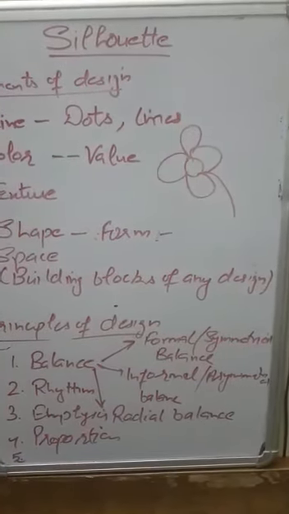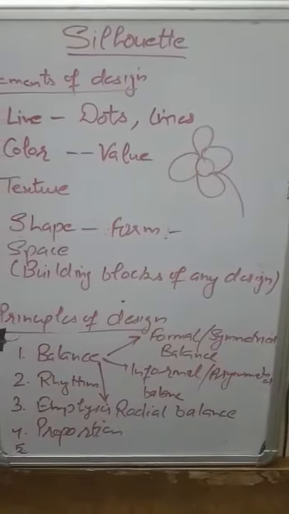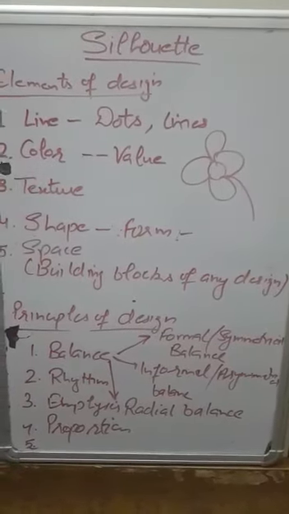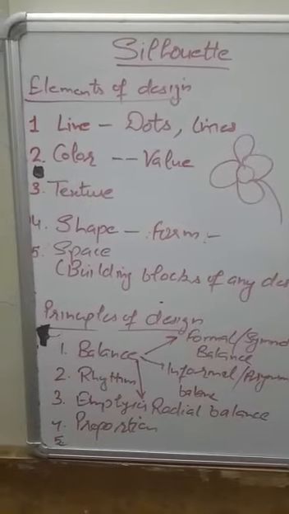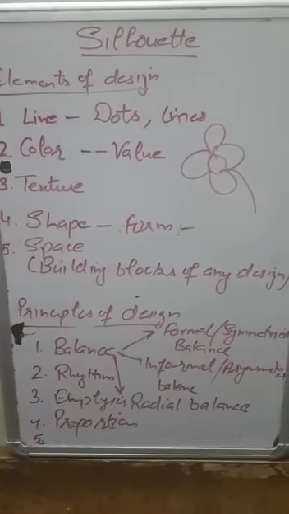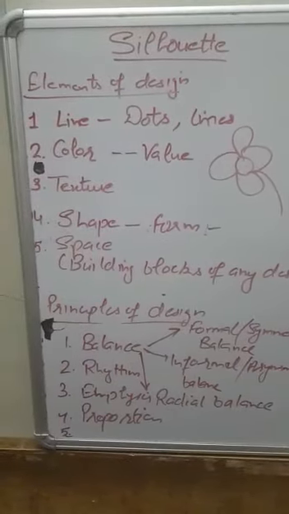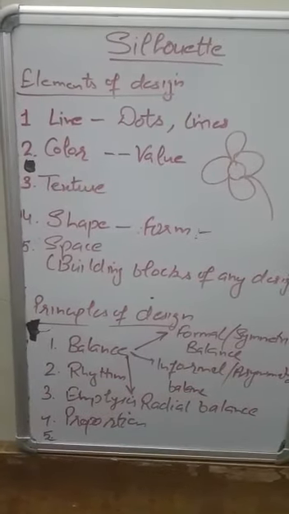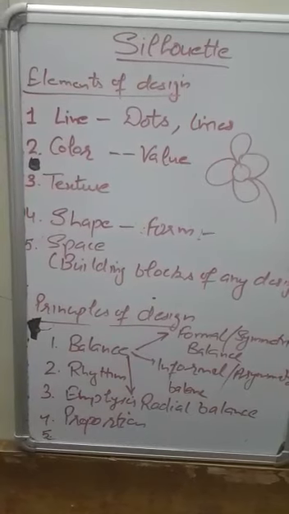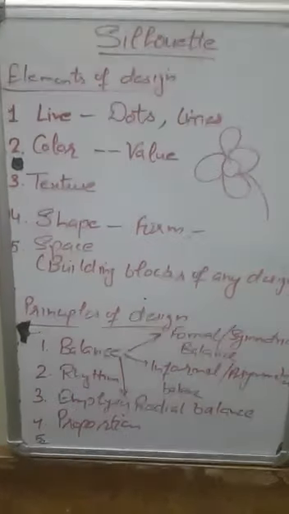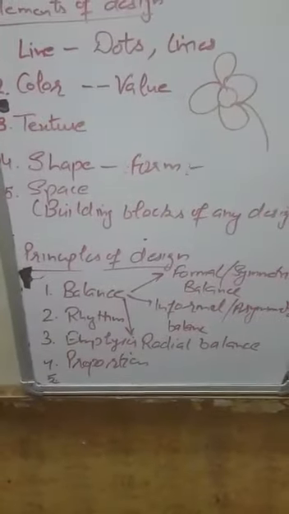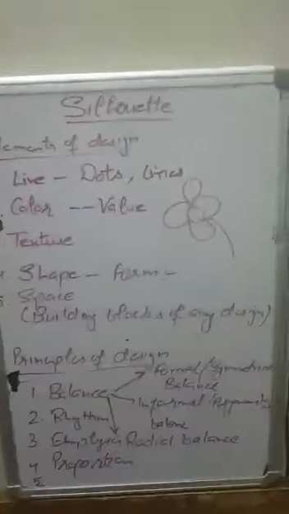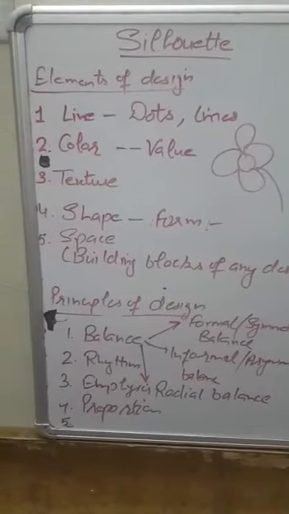Emphasis is something you want to create attention. If you want to create some attention on a particular thing, then you might go for emphasis. Then proportion, I think, means the size of the design according to the whole object. What should be the size of the object? So we have elements and principles of design.